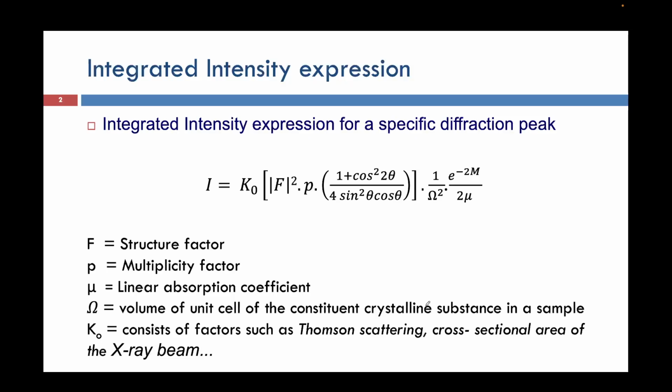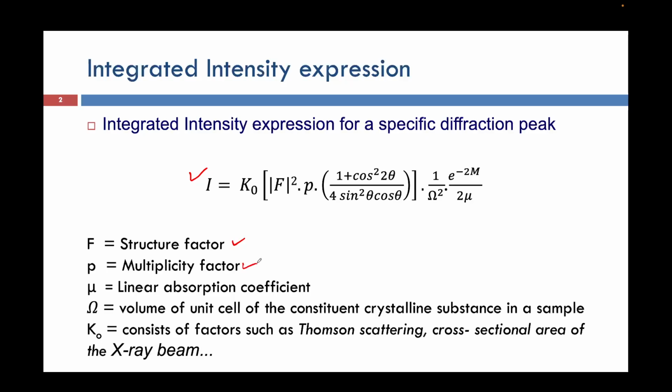And finally, we considered all the factors that might be affecting our intensity from the sample. Some of the factors are listed here, and this is the final expression that we got. That means I will be equal to K naught F square. F here is the structure factor, and p, we know, is the multiplicity factor.